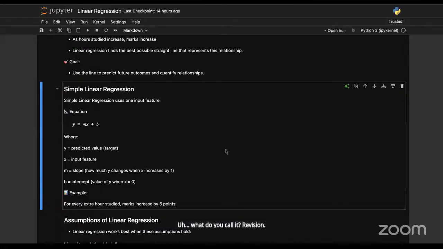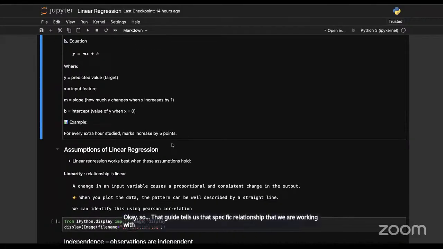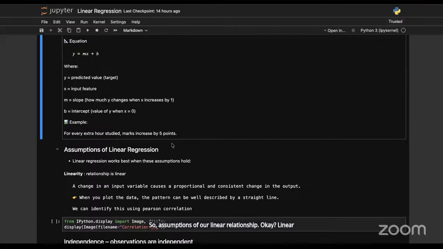for you guys to remember, right? Because it is very important. We are going to do it in the practical as well. Okay, so that guide tells us that specific relationship that we are working with within our data. So, assumptions of our linear relationship. Linear relationship works best when the following assumptions hold.